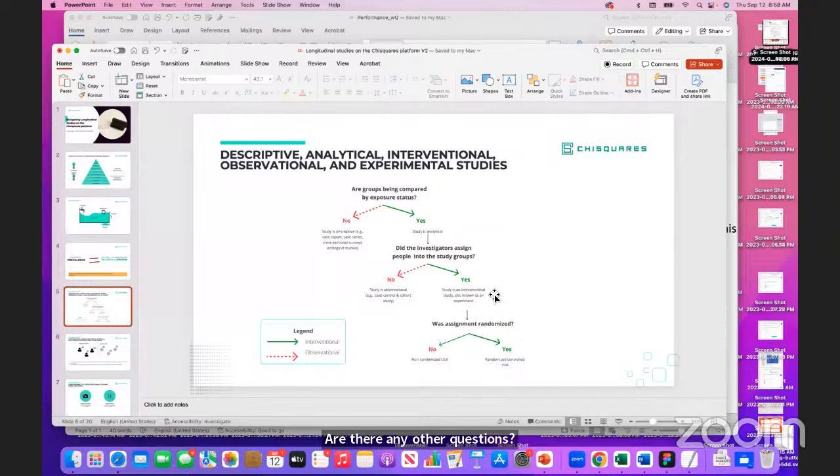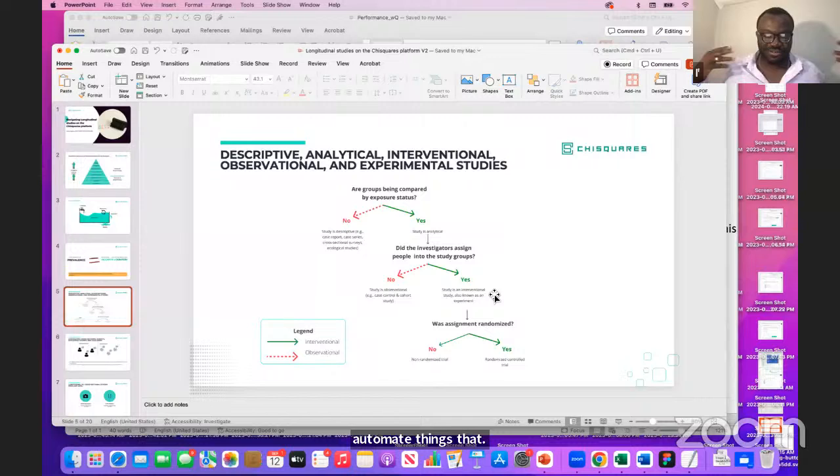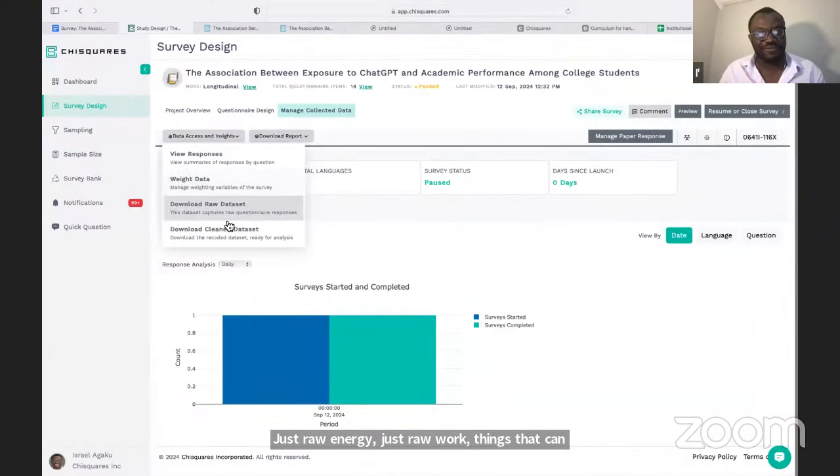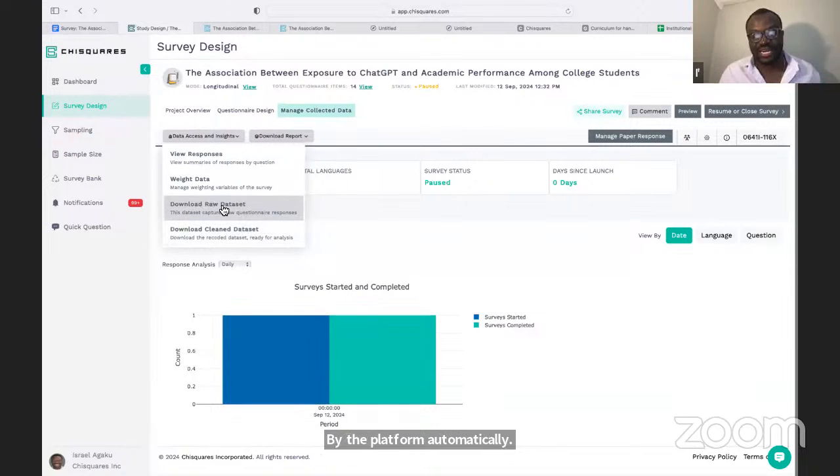Is there no need for coding before the raw analysis? No, the platform automatically does all of that for you. And that's why you can download both the clean data set and the raw data set. The whole point of the Chisquares platform is to automate things that are just mechanical, just raw work. Things that can be automated are automated. But like I said earlier, for those who want to suffer, we provide you with both the raw data set and the clean data set. But all of that is already done by the platform automatically. If you want to download the raw data set and clean it yourself, obviously that's also your choice.